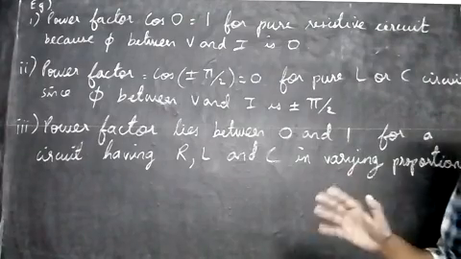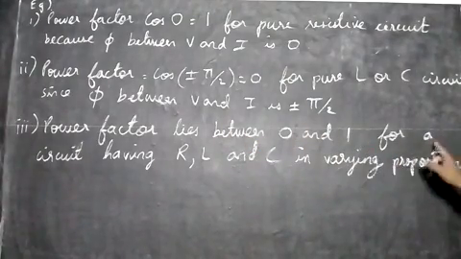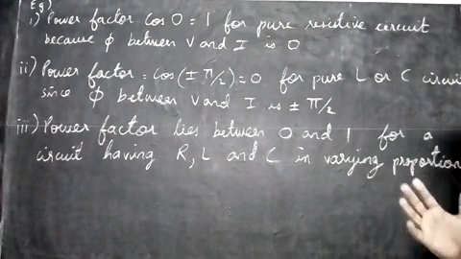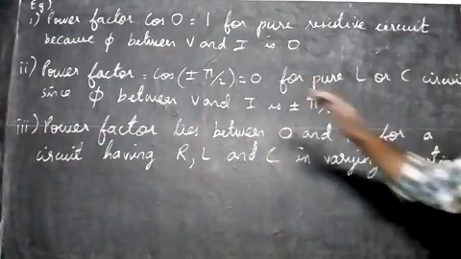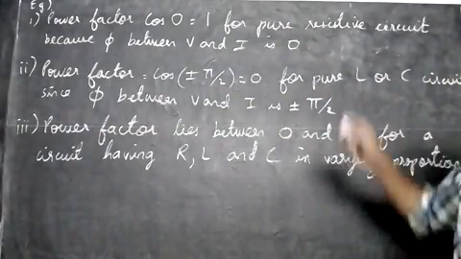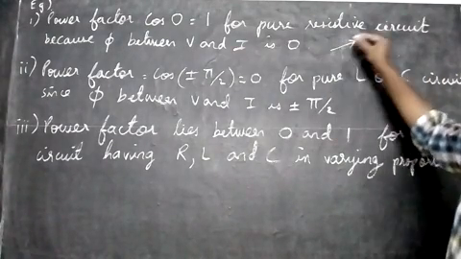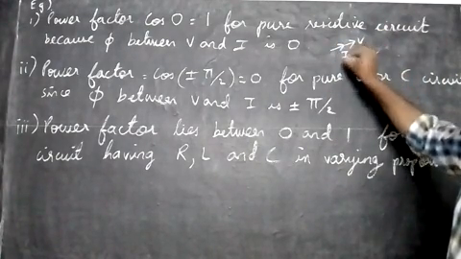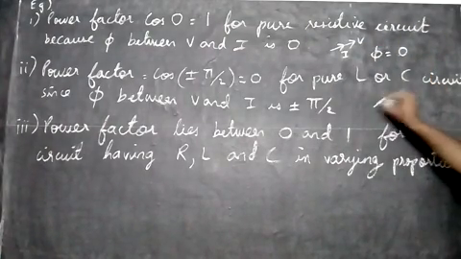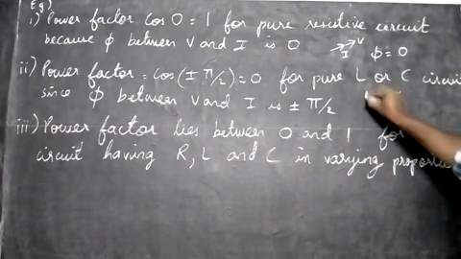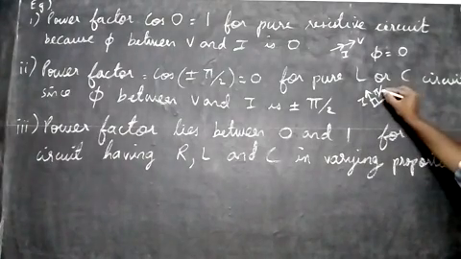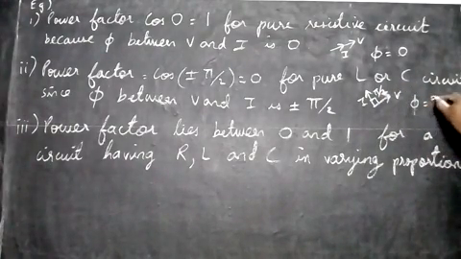That's one thing. Next, third one, power factor lies between 0 and 1 for a circuit having R, L and C in varying proportions. So we saw 0 means pi by 2, and 1 means the voltage and current are in phase. If the voltage phasor and the current phasor are in phase, in this case the angle phi is equal to 0. In this other case, the voltage and the current have an angle here of pi by 2, 90 degrees, so phi is equal to 90 degrees here.